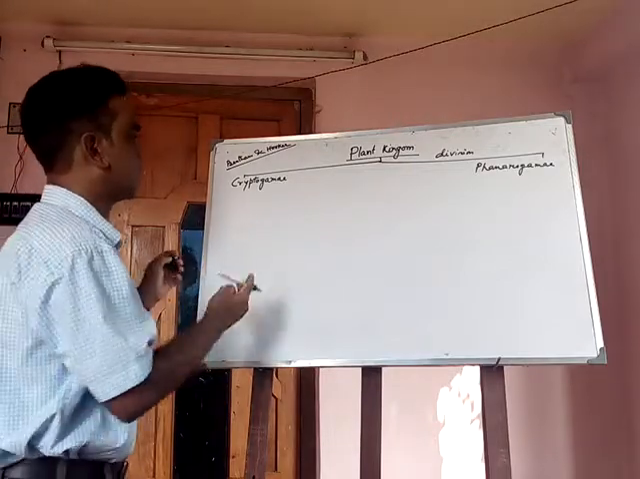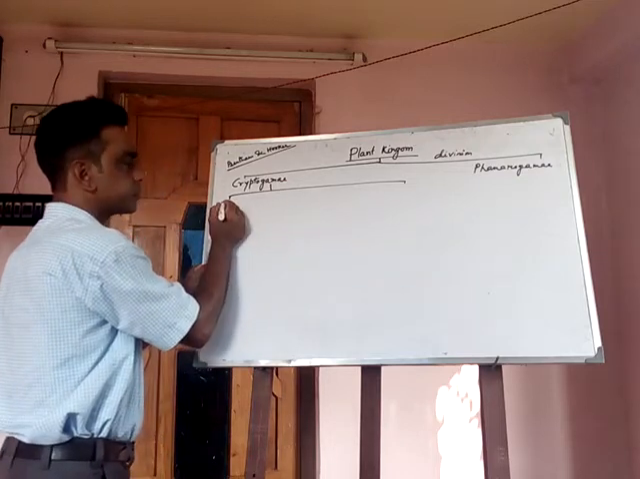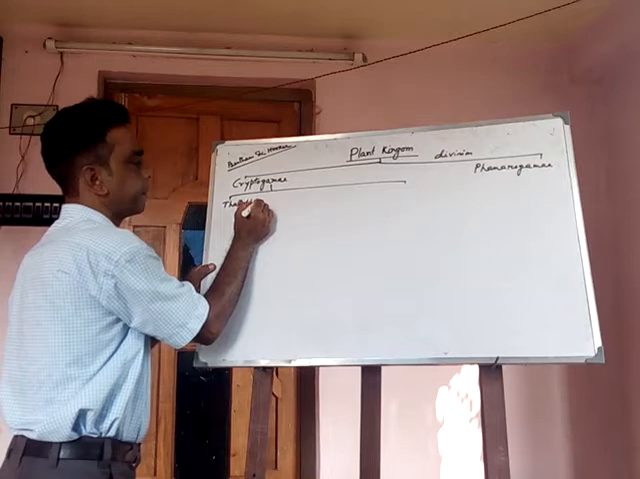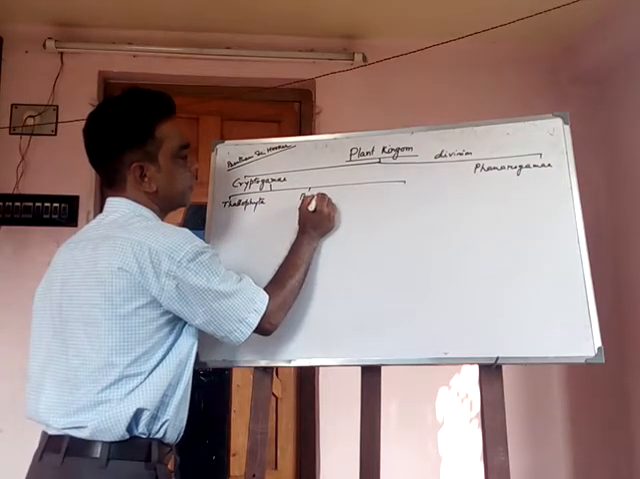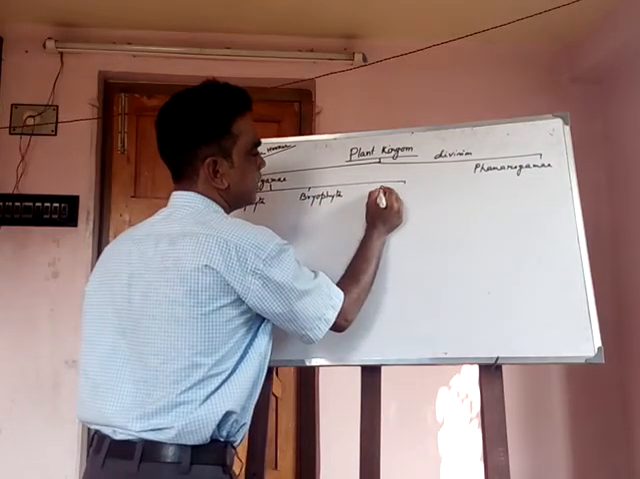Cryptogamy is further divided into three types: one, Thallophyta; two, Bryophyta; and three, Pteridophyta.